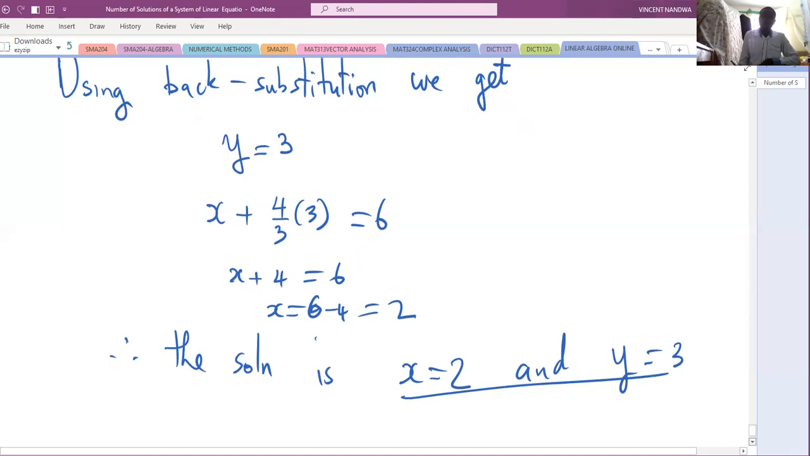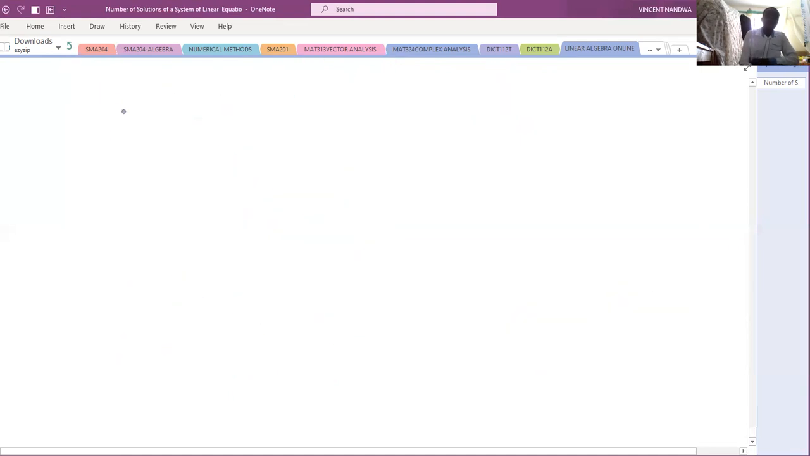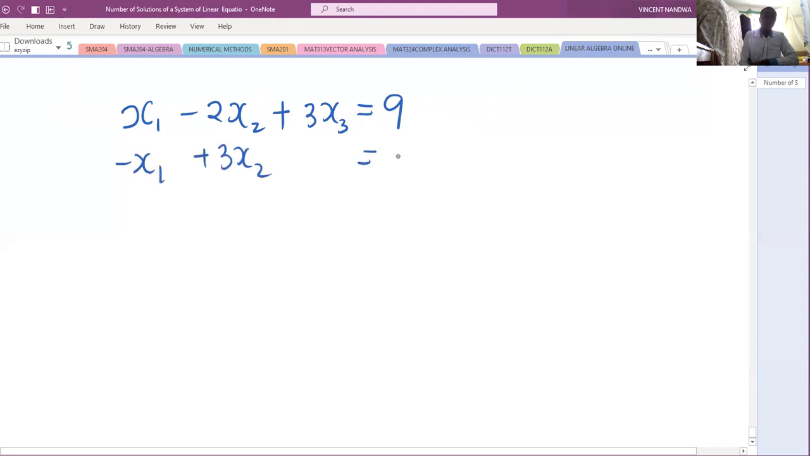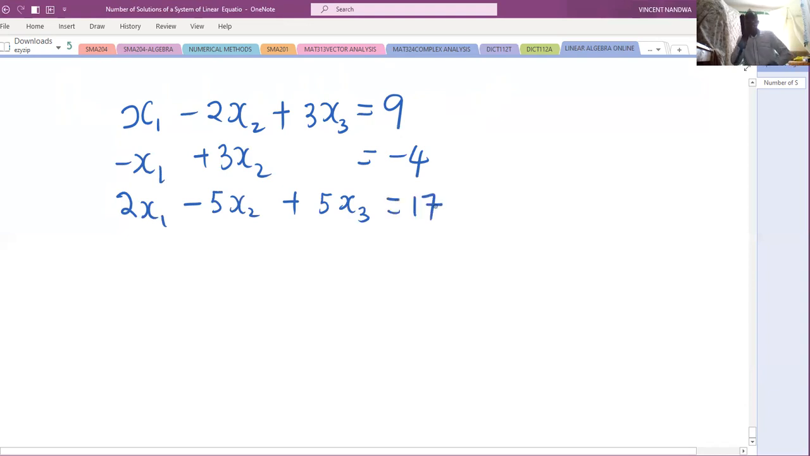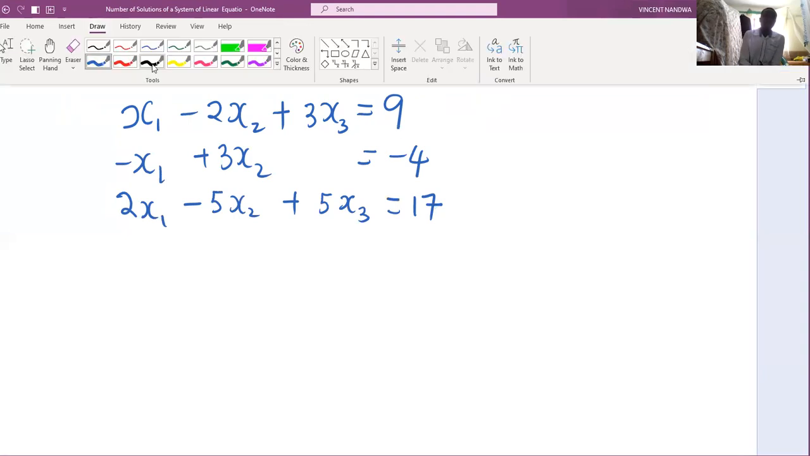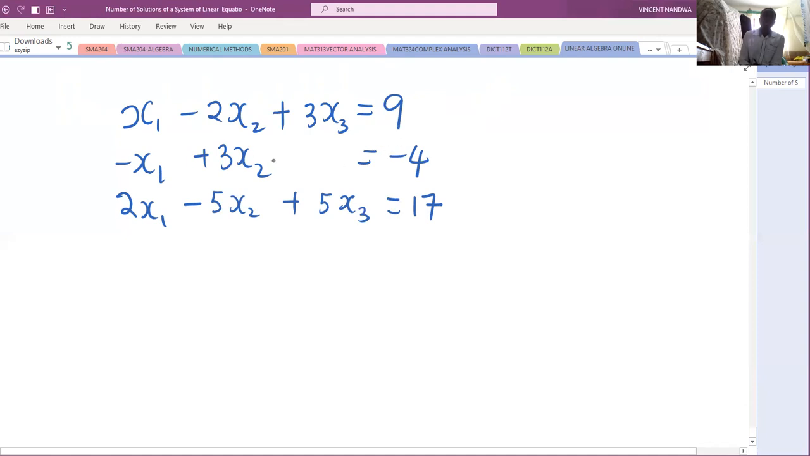And then number 2, the second example: x1 minus 2x2 plus 3x3 equals 9. And then I have minus x1 plus 3x2 equals minus 4. And then I have 2x1 minus 5x2 plus 5x3 equals 17. So the first step is to rearrange the system in augmented form. Because the second one doesn't have an x3, we can just force an x3 to be here.